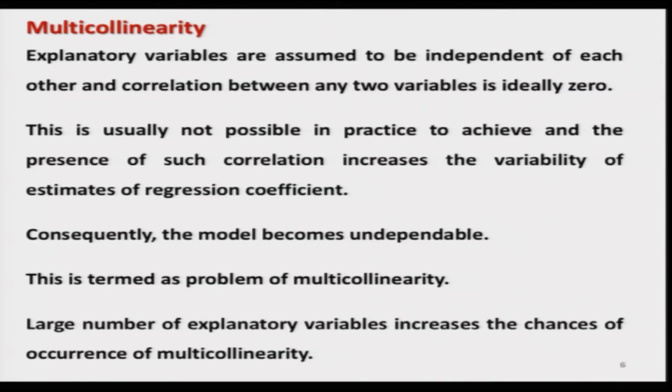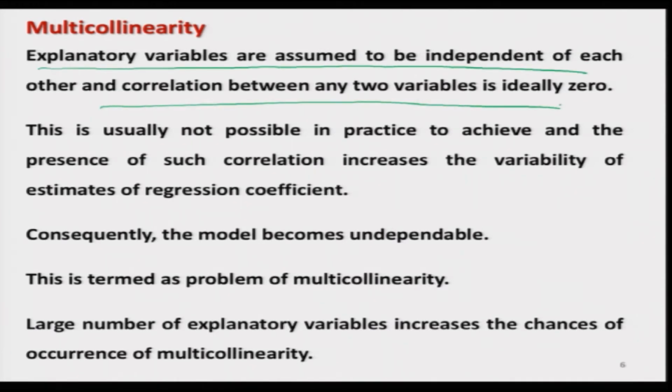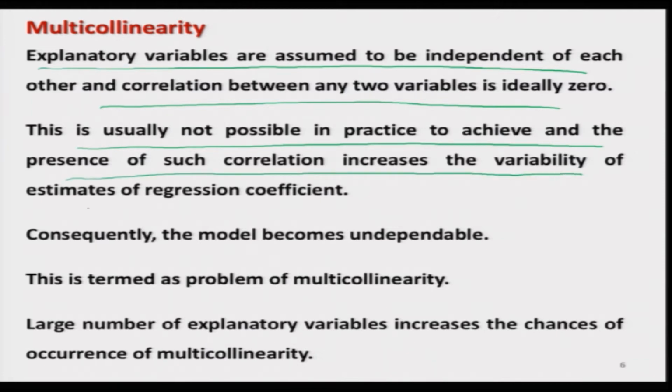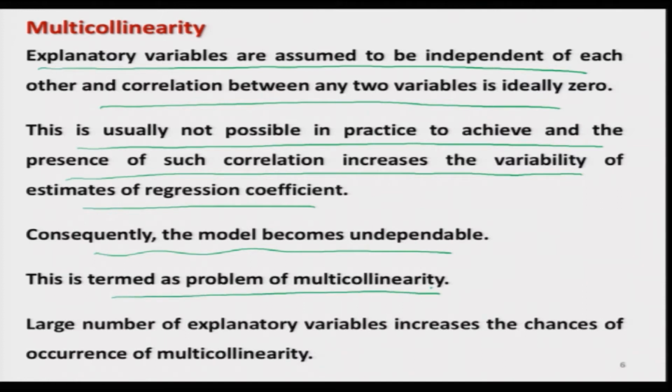We assume that explanatory variables are independent of each other, and the correlation between any two explanatory variables is ideally 0, but this is usually not possible to achieve in practice. The presence of such correlation increases the variability of the estimates of regression coefficients, and consequently the model becomes undependable. This is called the problem of multicollinearity. And when we have a large number of explanatory variables, this problem increases and the chances of occurrence of multicollinearity become more.